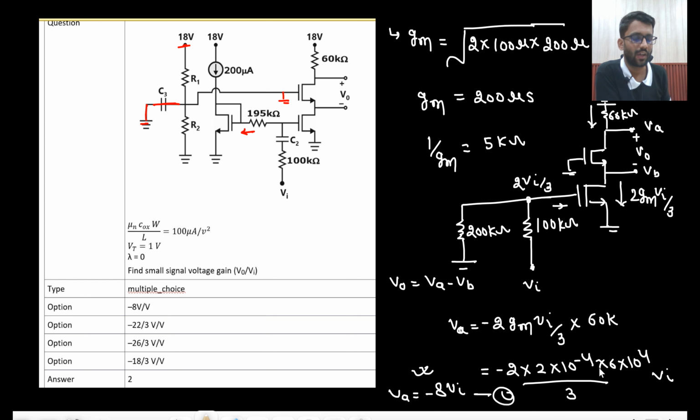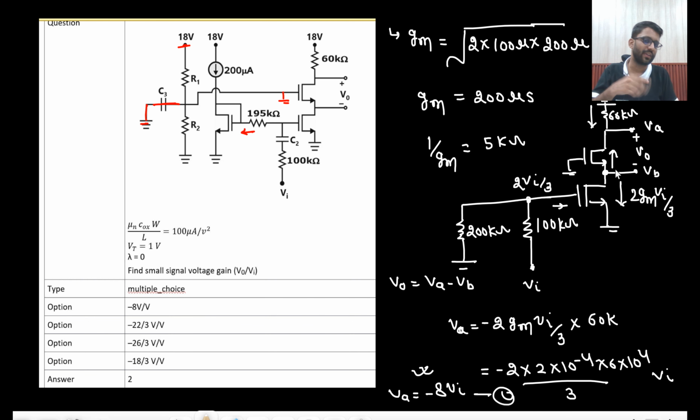Now let's talk about VB. So how will you find VB? In the upward direction you are having GM VB current. Say yes or no. Here if I say this is my VB, in the upward direction how much current are you having? GM VB current, right? So what can I write? GM VB is equal to minus 2 GM V in by 3. Say yes or no.